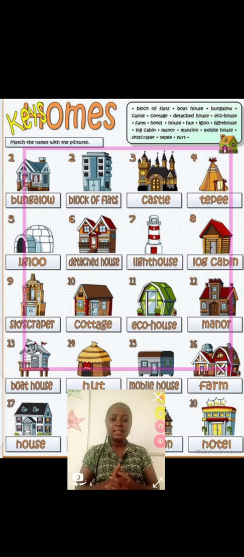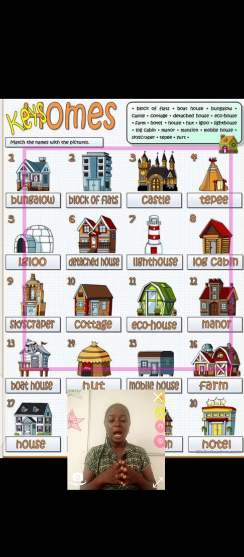Then we have the castle. We have the teepee. The teepee usually is where Red Indians live. We have the igloo. You can find igloos mostly in Antarctica, where they use snow. They allow the snow to become blocks. They use it to build a house. So there you have your igloo, and then you have your detached house.